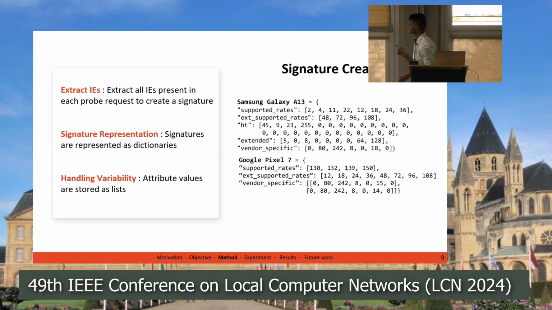So one thing I want to highlight here is if you look at the Google Pixel 7, you could see in vendor specific, you get two potential values here. And that depends on the device itself.